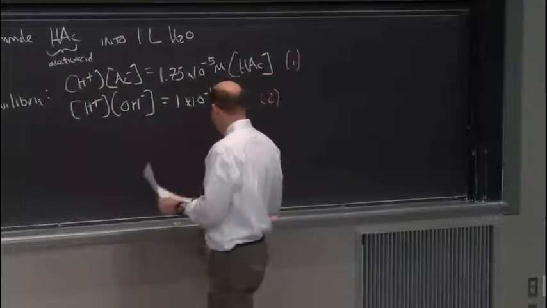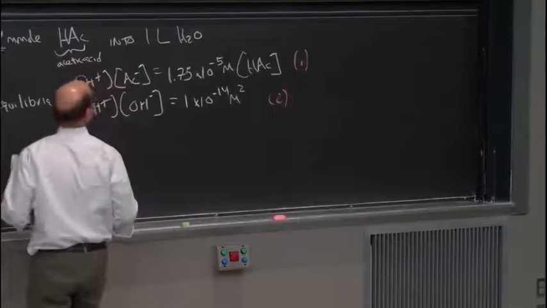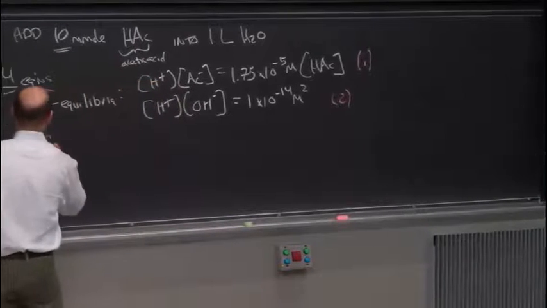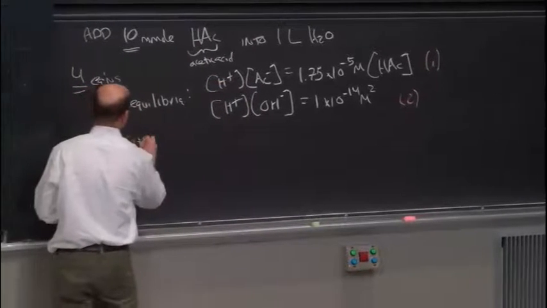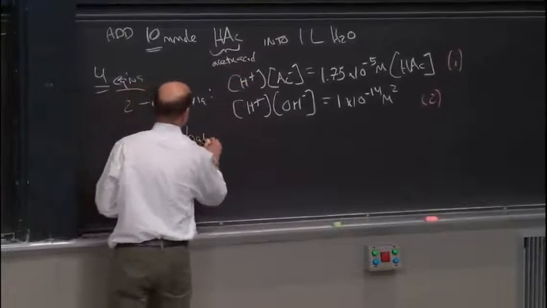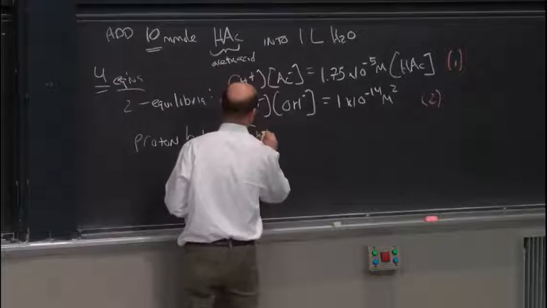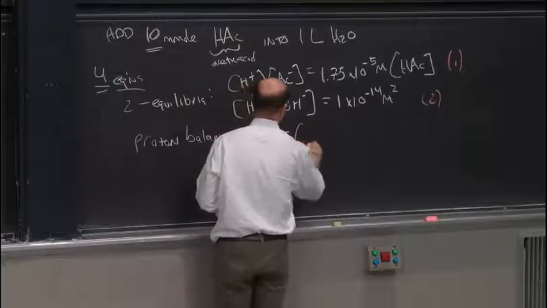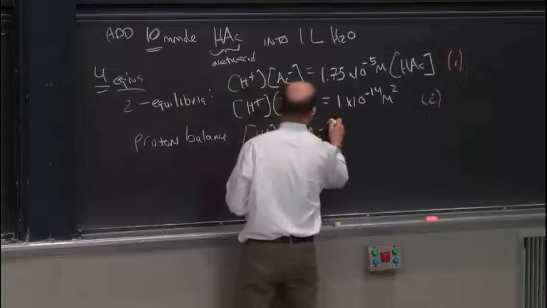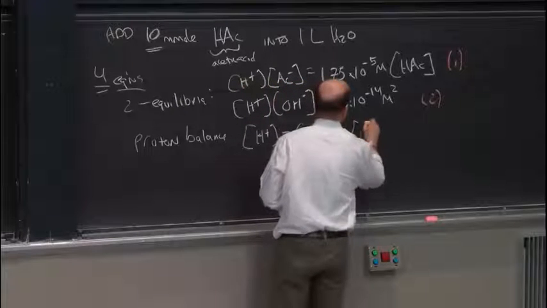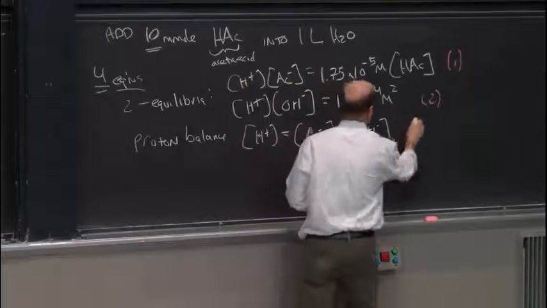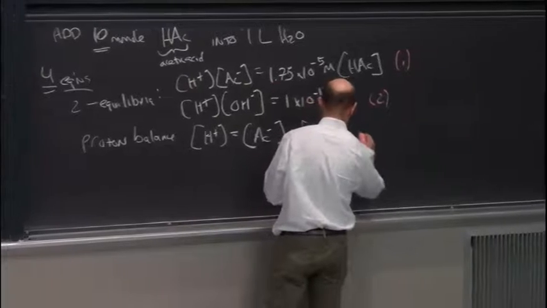Okay? Now I have to add a proton balance. So here's my third equation, proton balance. Clearly, you would all agree that the total concentration of protons here has to equal the two sources. It has to equal the acetate anions plus the hydroxide anions. We'll call this equation 3.